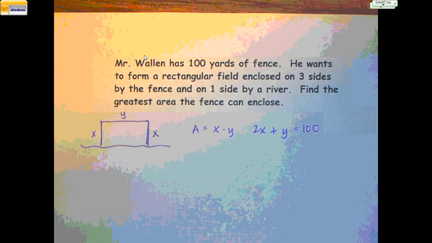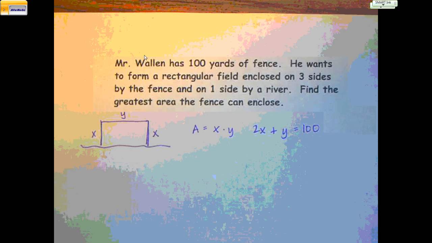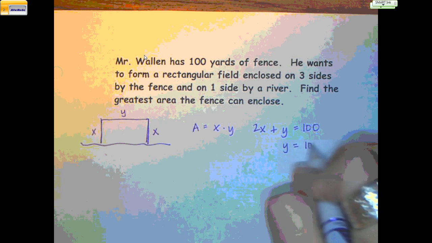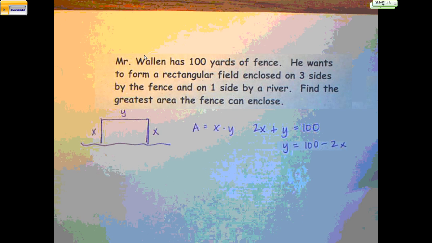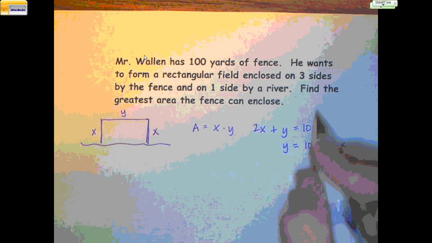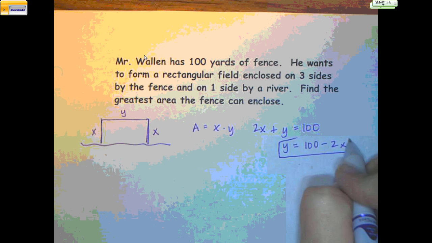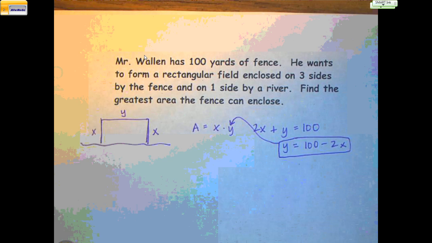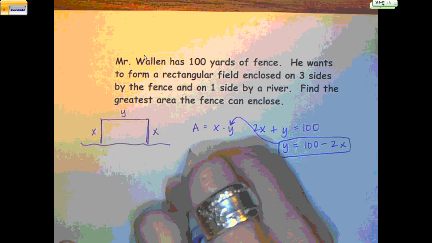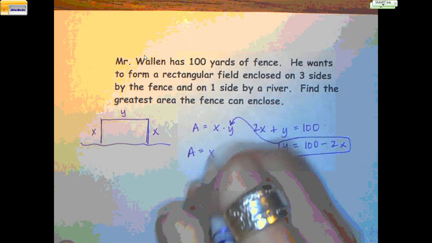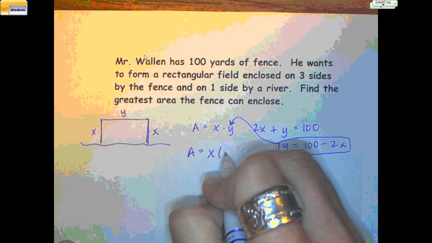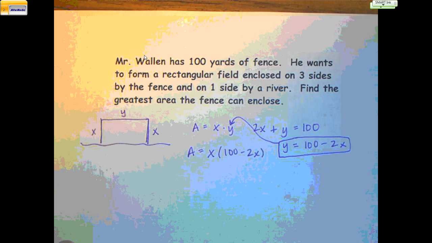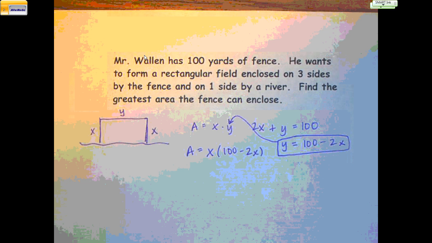Now it would be handy if I could turn these into one equation, so we're not trying to do 2 things at once. So I'm going to subtract 2x from both sides to get y by itself. And because this is our notes, I'm going to draw a little picture here so I don't forget what happened. I'm going to take that and plug it in right there. So instead of A equals x times y, I have A equals x times (100 minus 2x). And now it's kind of 2 equations in one, which is pretty handy.